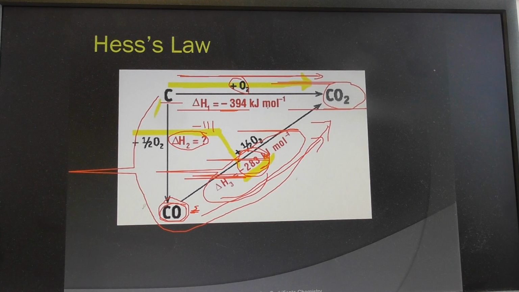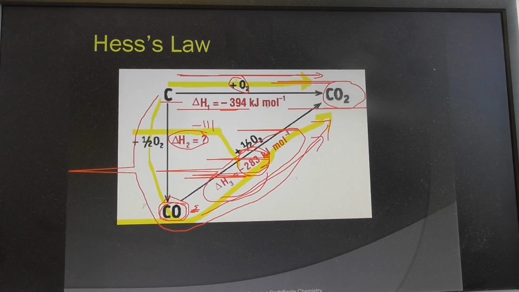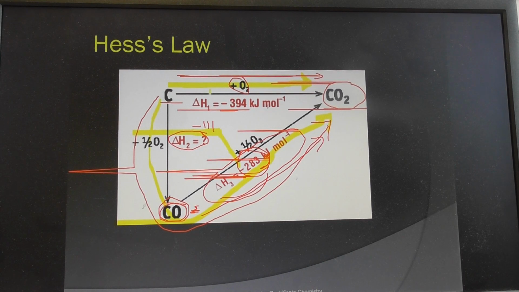So it doesn't matter if you go around through an intermediate to a product, or you go straight through. You have a one-step reaction essentially, and this is a two-step reaction. The bottom one is a two-step reaction, the top one is just one step. It does not matter. The amount of heat given out or taken in for a reaction will remain the same, irrespective of the route taken. And that is Hess's law.